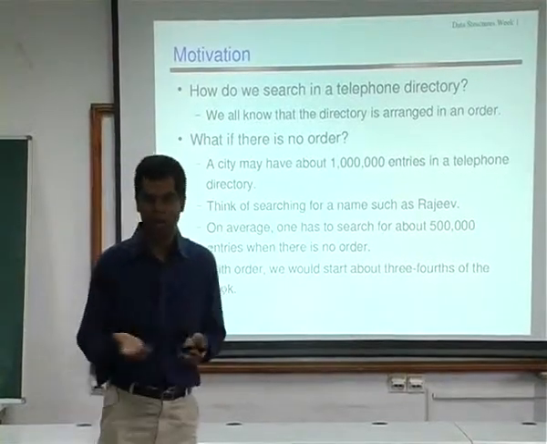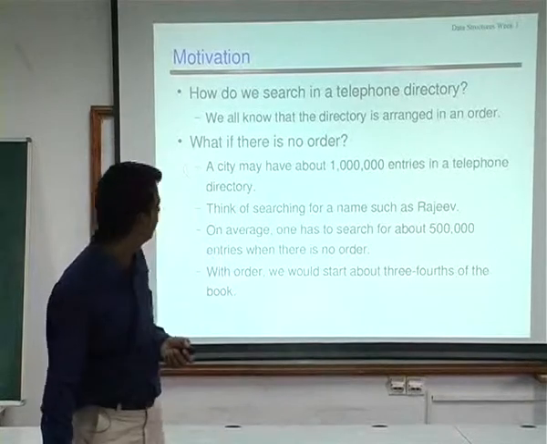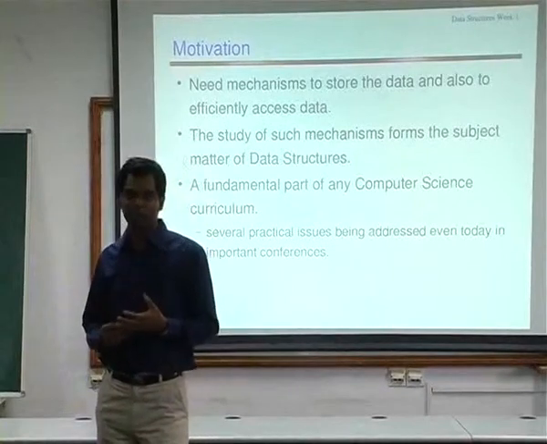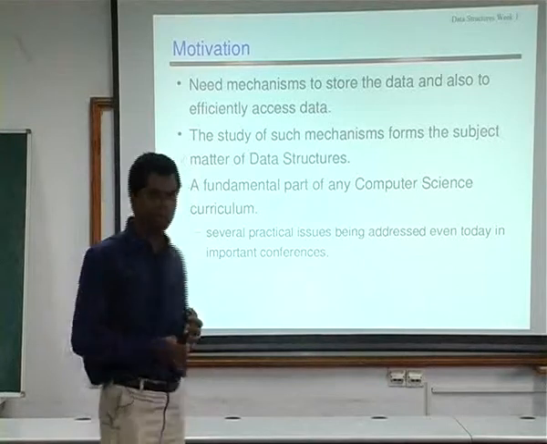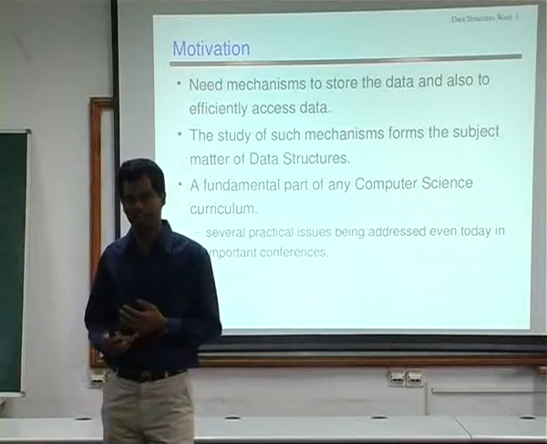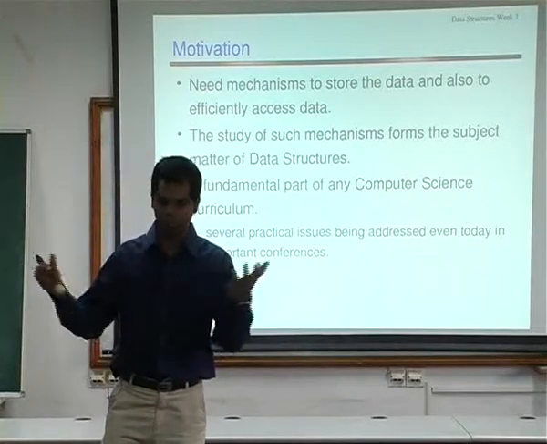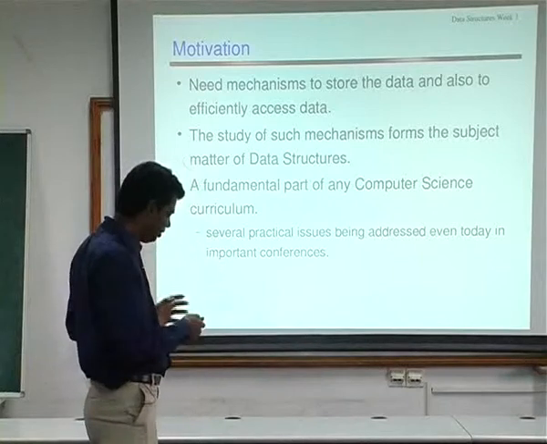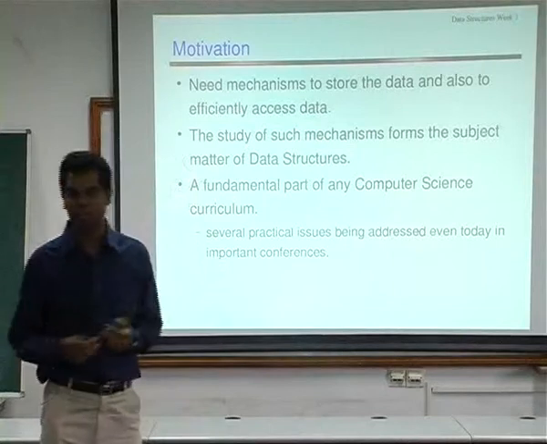Otherwise, think of poring over 500,000 records. It is humanly impossible actually, right? Okay. So the key motivation from this example is that we need mechanisms to actually store the data and also to efficiently access data, be it a search engine or a telephone directory or our unique ID project. Essentially the study of those mechanisms is what we call the field of data structures.